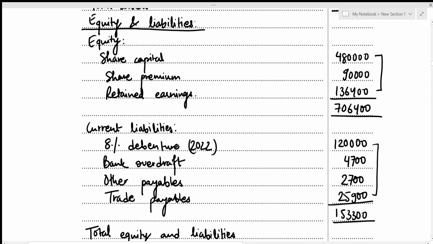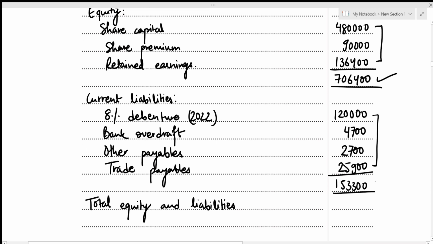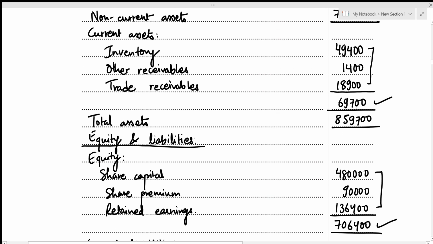So this is just going to be the sum of total equity and total current liabilities, since we do not have any non-current liabilities. So that's just 706,400 plus 153,300, which results in the total value of 859,700. We can see that the total of equity and liabilities and the total of assets is the same amount, meaning that our statement of financial position is correct. So this concludes the fourth part of this question. Now we can move to the fifth one.